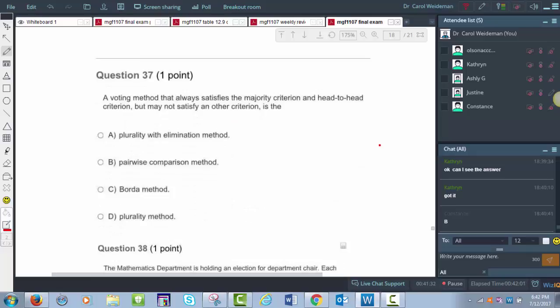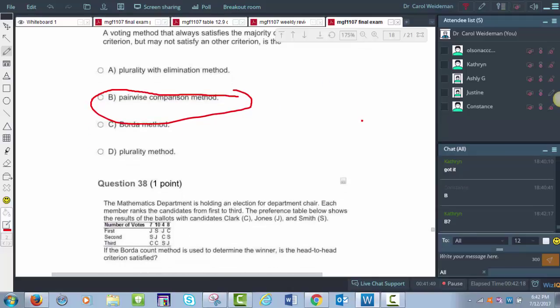A voting method that always satisfies the majority criterion and the head-to-head criterion but may not satisfy the others is a definition question. Which one always satisfies the majority and the head-to-head but may not satisfy another one? Remember? Yeah, this is the pairwise method. Yep.